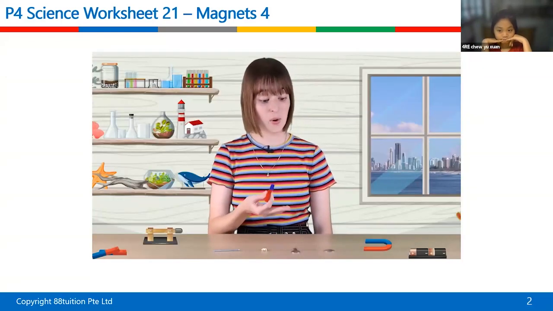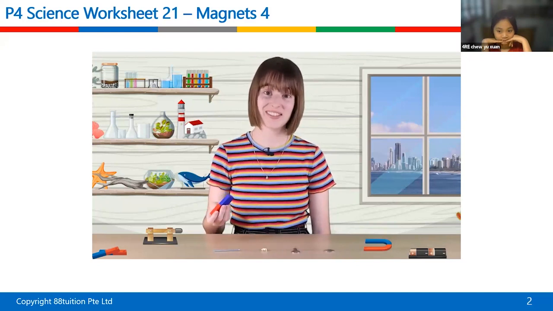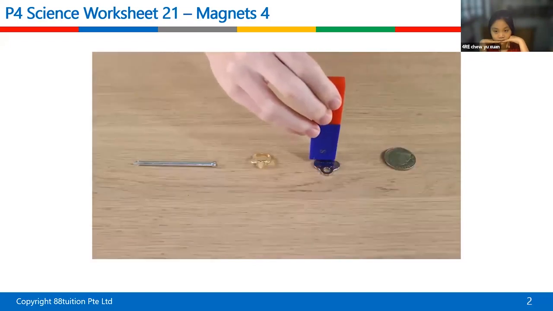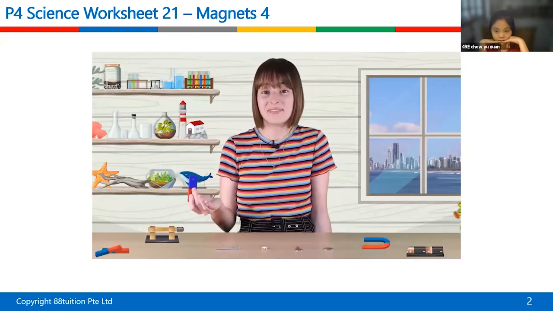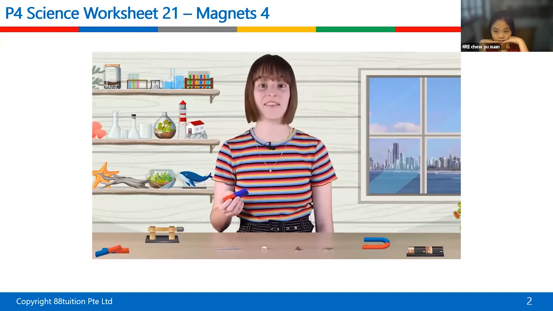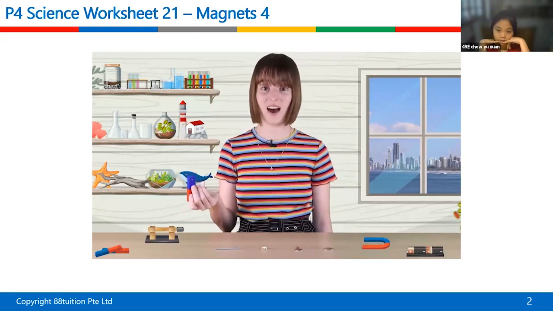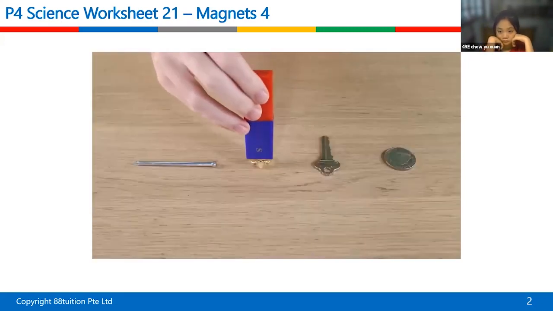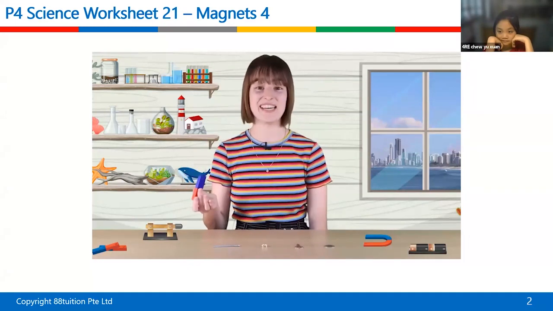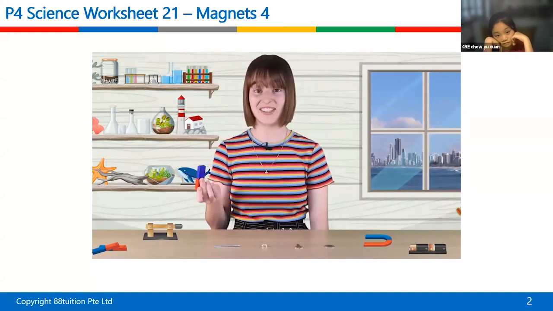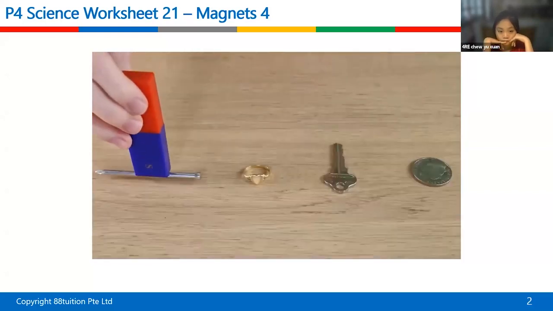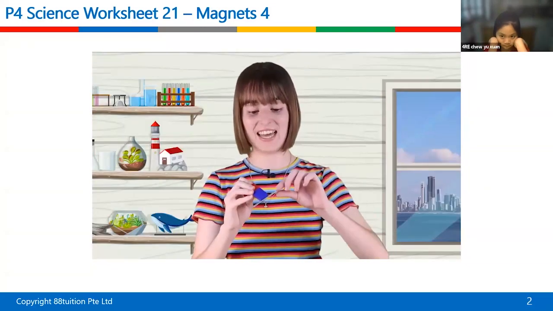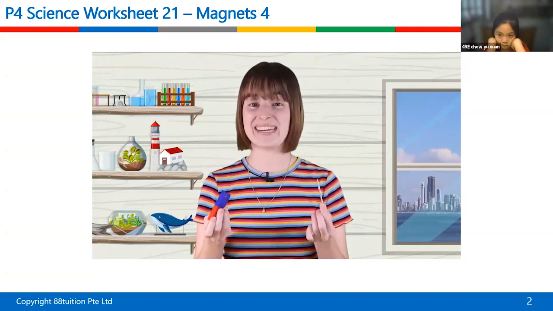Not the coin. The coin is made of copper and nickel metals. I guess they're not magnetic. Let's try the key. Nope, not the key. The key is made of aluminium. I guess that's not magnetic either. Let's try the gold ring. Nope, the gold ring isn't attracted to our magnet. Let's try the nail. Yes, the nail is attracted to the magnet. The nail is made of iron, which is a magnetic material.